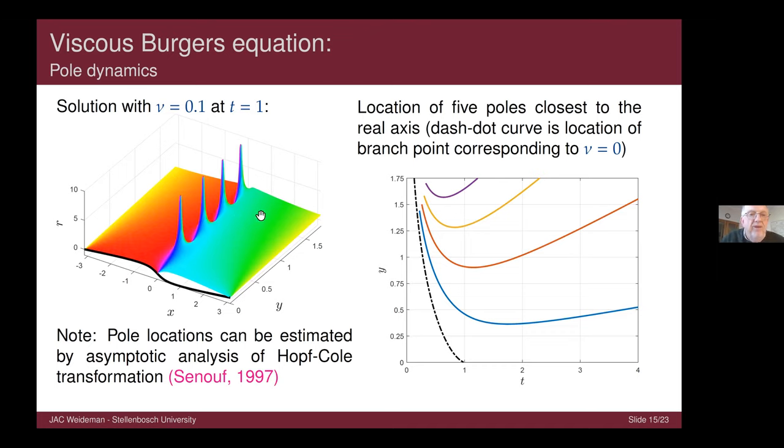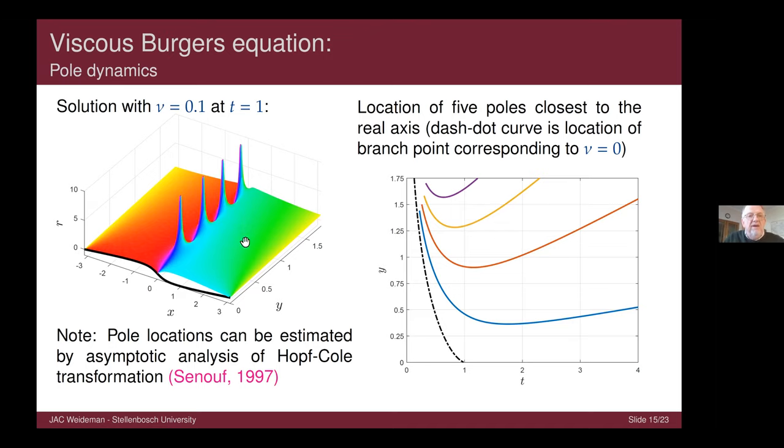Just a word about the display. The color is the same as before, namely the phase, but now I've used the third direction, the vertical direction, as the modulus. In this way, it's easier to distinguish poles as peaks from zeros. If you have a flat picture, it's difficult to tell poles from zeros, but now you can see them as these spiky things.